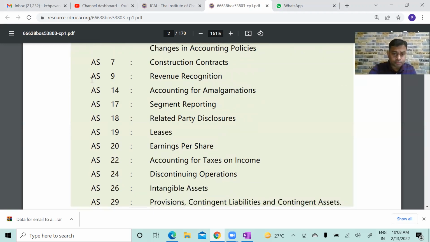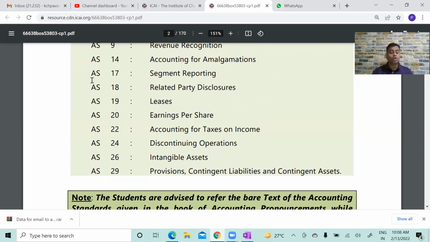Okay, so today we start with intangible assets, which is actually an easy standard. And then if time permits, after completing intangible assets, we'll go to provisions, contingent liabilities, and contingent assets. These two standards we will discuss. Okay, are you with me? Shall we do these two accounting standards today?